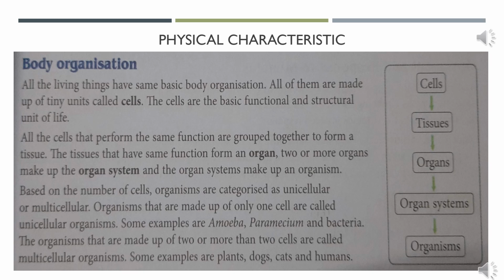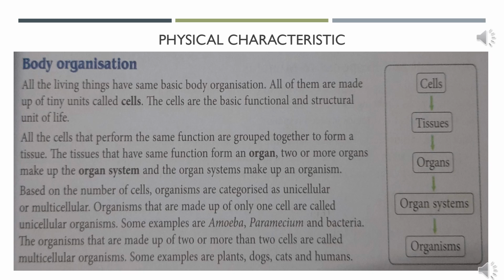So, according to the book, all the living things which have some specific body organization are made up of tiny units called cells. Tiny means very small. The cells are the basic functional and structural unit of life. What is the definition of cell? The cells are the basic functional and structural unit of life. For example, if I say muscle tissue, muscle tissue is made up of muscle cells. So these cells are the ones which perform the basic functional and structural role.